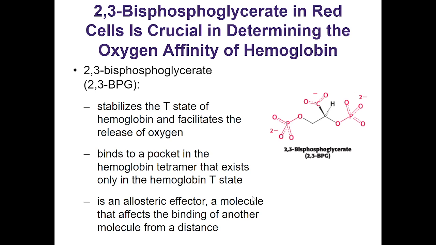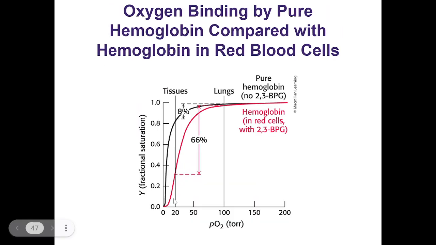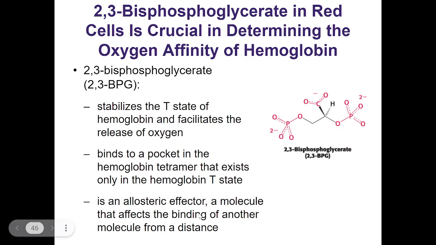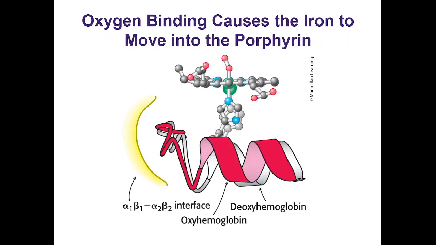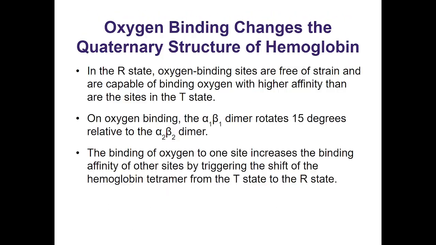Let me just define allosteric, and I'll go back to the figure real quick. An allosteric effector is an important definition that you'll need to know from now on. It is something that binds and affects the binding of another molecule from a distance. It doesn't do it at the binding site where you'd have the binding occur. Okay, so let's look at the figure up here.